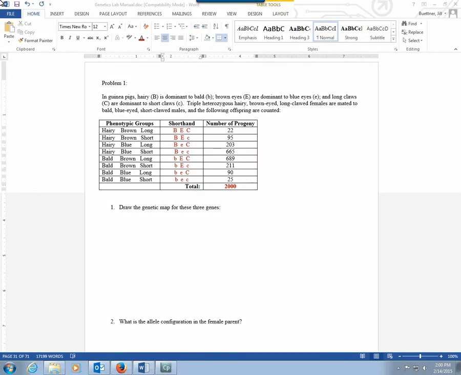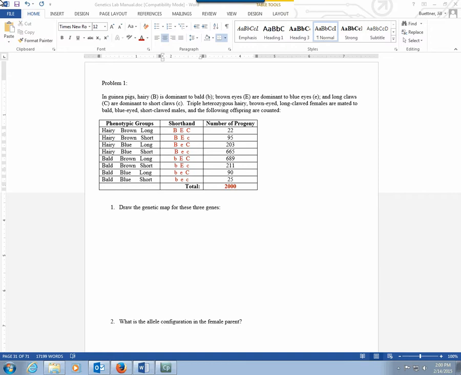Okay, so I'm going to do a short tutorial on how to do problem 1. This is from your lab packet, and I'm going to do a different tutorial for each of the problems. I also uploaded the answer key, so you might get to the point where you can just check your answers and you don't have to listen to the video anymore.